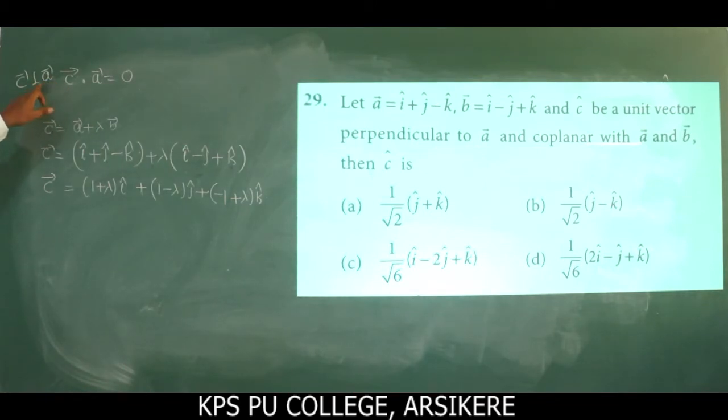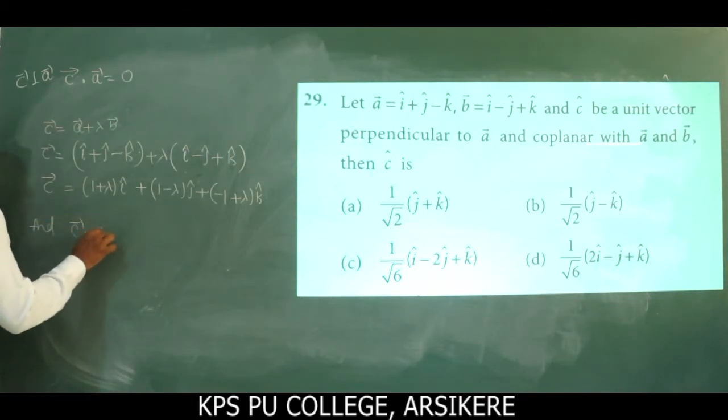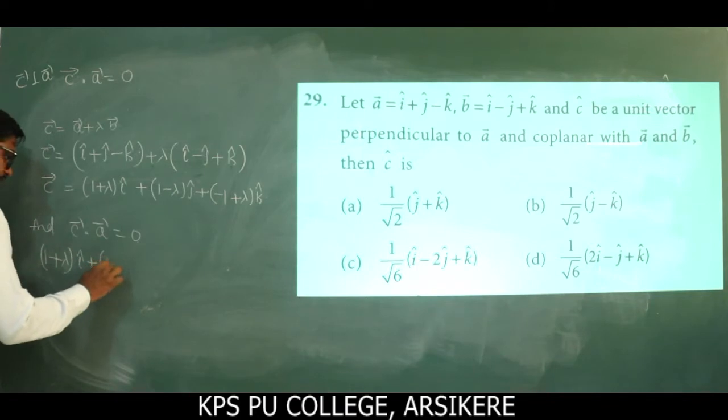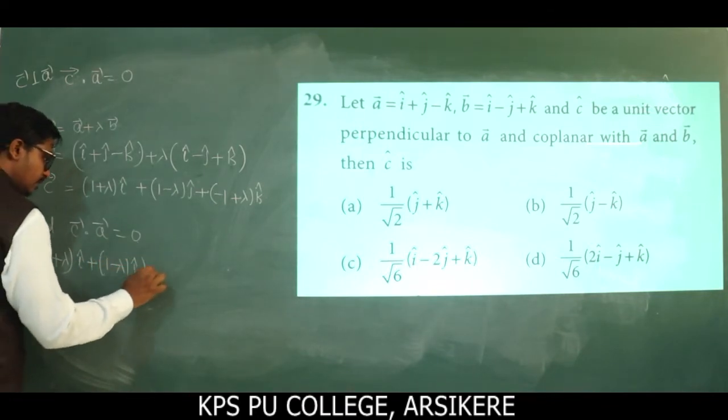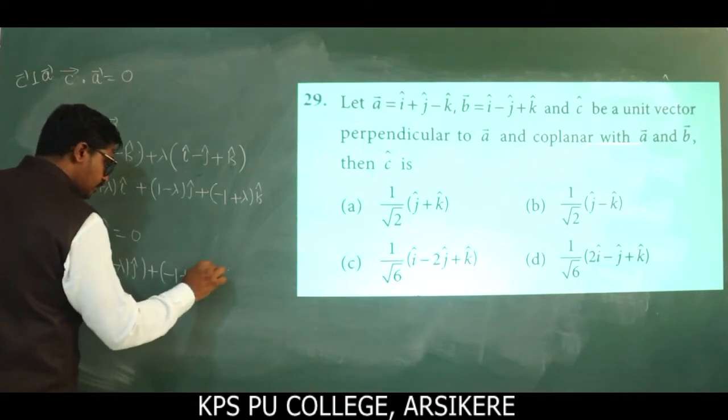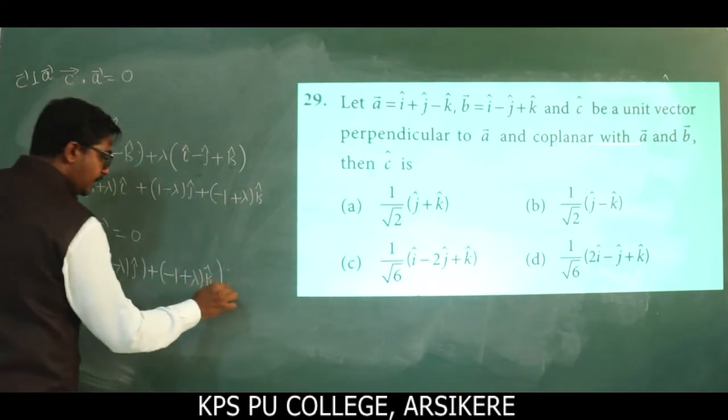What do we have as the condition here? Vectors C and A are perpendicular to each other, which means vector C dot A becomes 0. So here vector C dot A is equal to 0. Let us see, (1 plus lambda) i cap plus (1 minus lambda) j cap plus (minus 1 plus lambda) k cap, dot product with A.